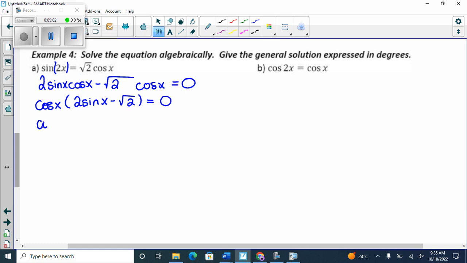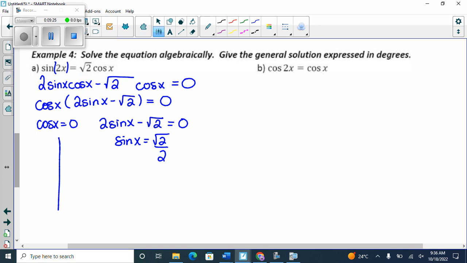And I get cos x equals 0, and 2 sine x minus root 2 equals 0. This one I'm going to add the root 2 over and divide by 2. So I'm going to get sine x equals root 2 over 2. So where is cos x equal to 0? Here and here.